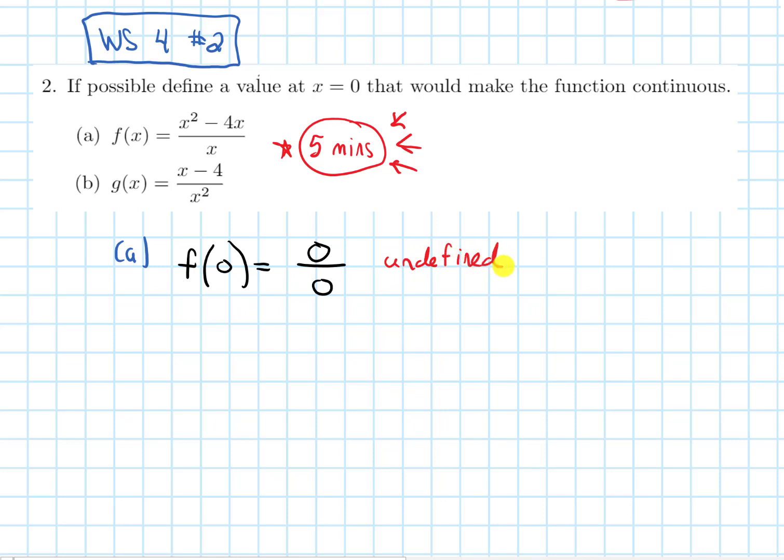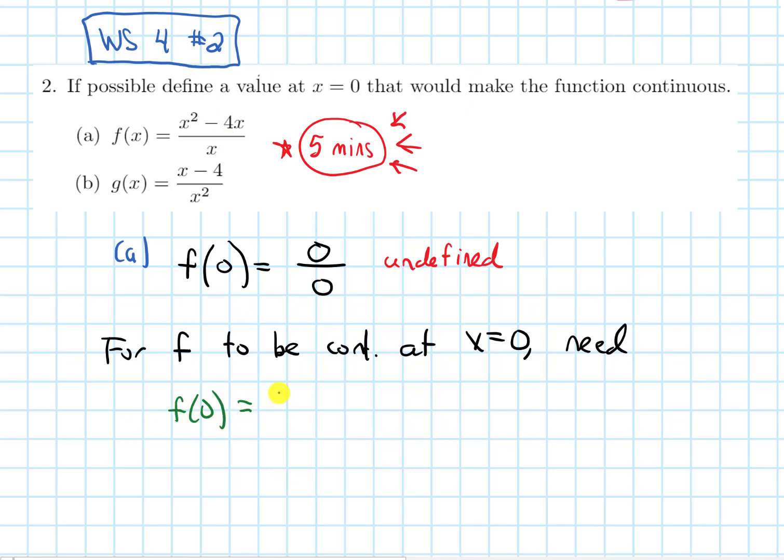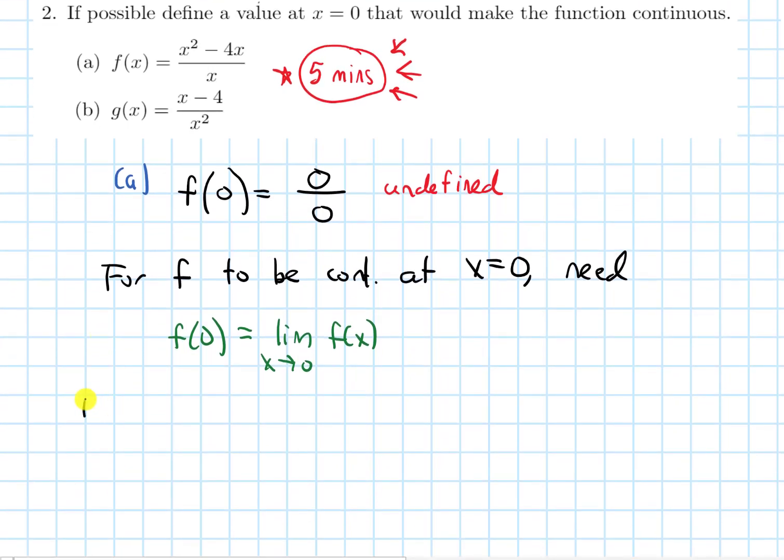Okay, so for f to be continuous at x equals 0, and I'm going to rely on our definition of continuity that we recalled above, we would need f of 0 to be equal to the limit as x approaches 0 of f of x. So my idea is going to be, let's find this limit, and if that limit is a finite number, that is what we're going to set f of 0 to be equal to. All right, so let's write this limit.